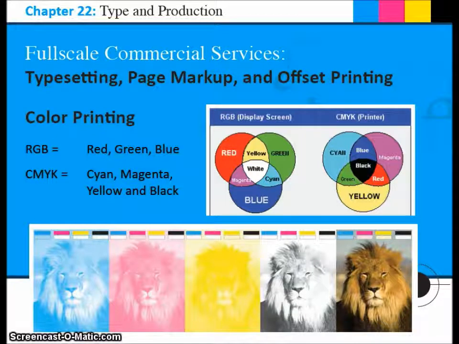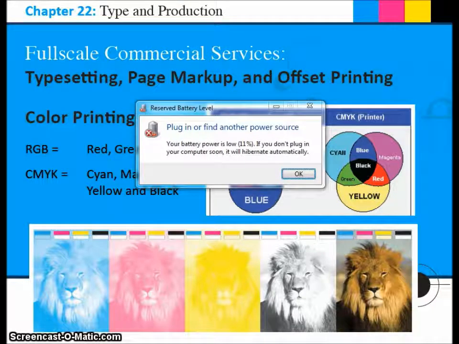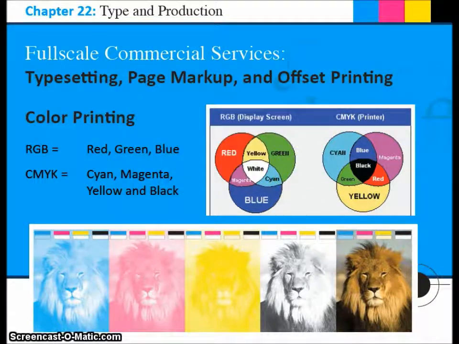So part of color printing, as Chris mentioned, is color and how the color is laid out. You should note that for displaying on a screen, they generally use red, green, blue, or RGB. And for print, we use CMYK, which is cyan, magenta, yellow, and black.